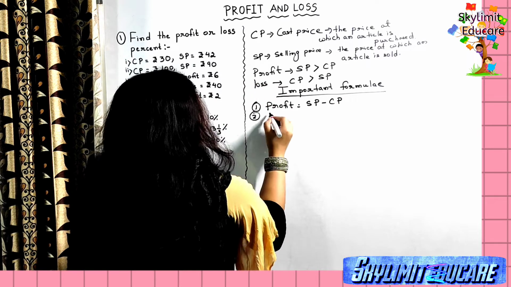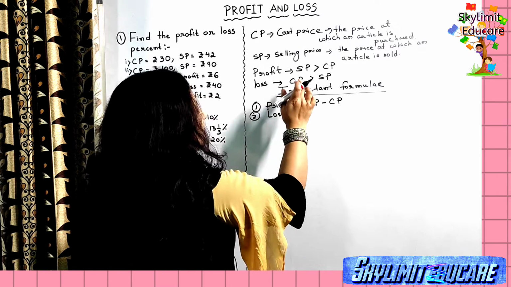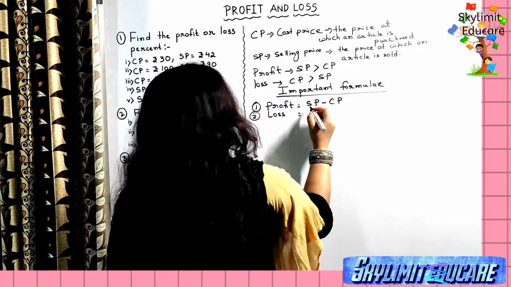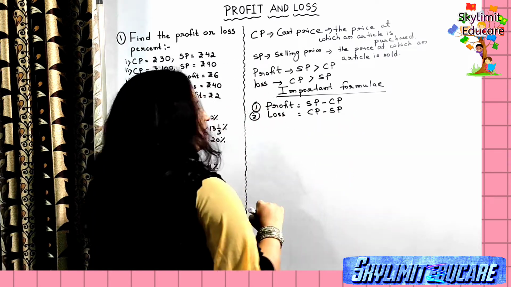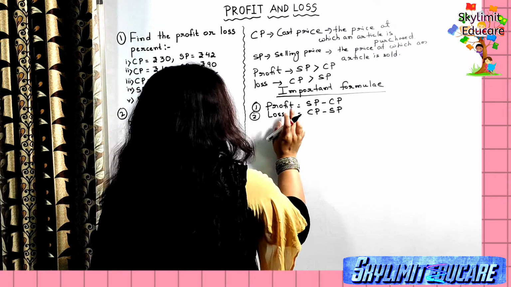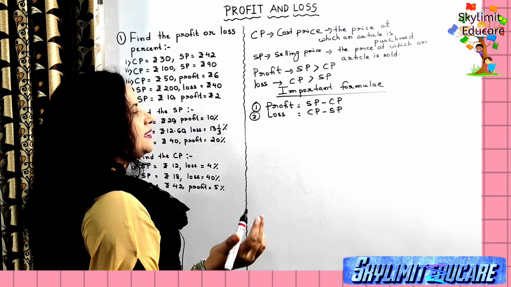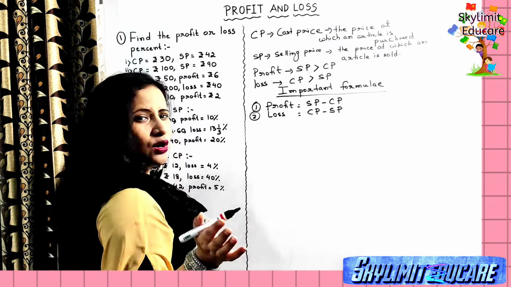The second formula is for loss. Loss is when CP, the cost price, is greater than the selling price. So here loss will be CP minus SP. Clear? Okay. Now let's come to the next category of formula. This is a very simple profit and loss formula. Directly you can find the profit and loss when the selling price and cost price are given.